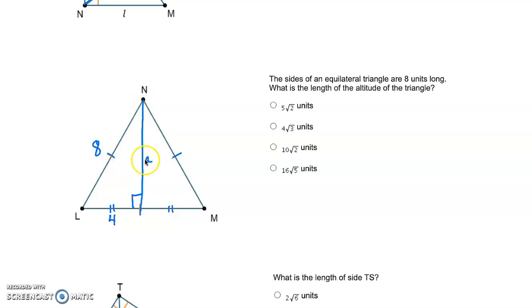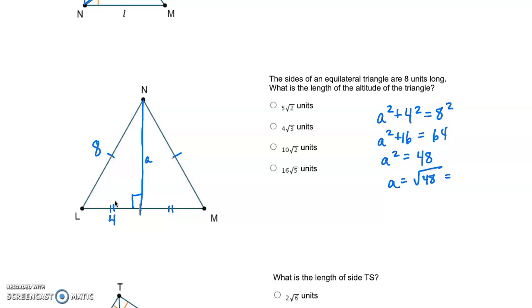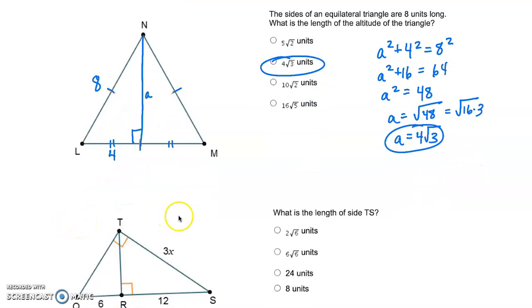Now I have a right triangle and I know 2 of the sides, so I can set up my Pythagorean theorem as a squared plus 4 squared equals 8 squared. So a squared plus 16 equals 64, a squared equals 48. Take the square root of both sides, so a equals the square root of 48, which is the square root of 16 times 3. So a is equal to 4 radical 3. So that one we used the Pythagorean theorem.